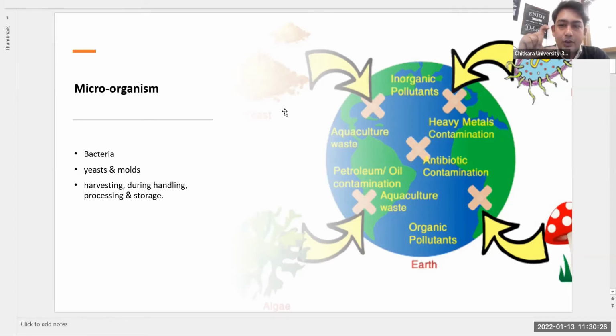So this food cycle is not one that starts from the time when we buy a particular food product. It starts right when that particular food product is growing, from the very early stages of that food product's life. Now, during harvesting, handling, processing and storage, a food product faces various microorganisms.